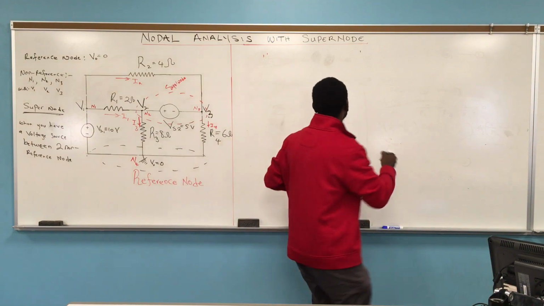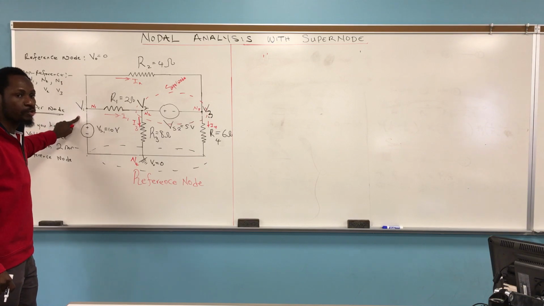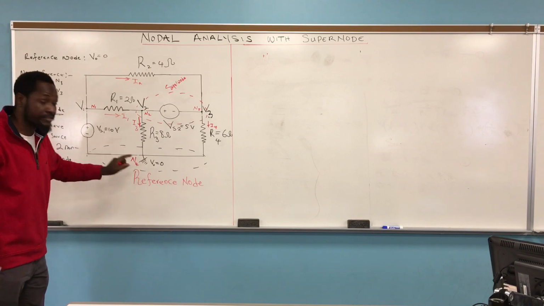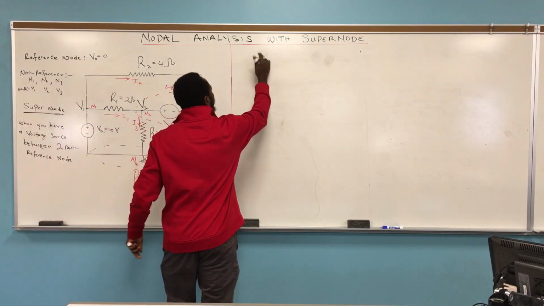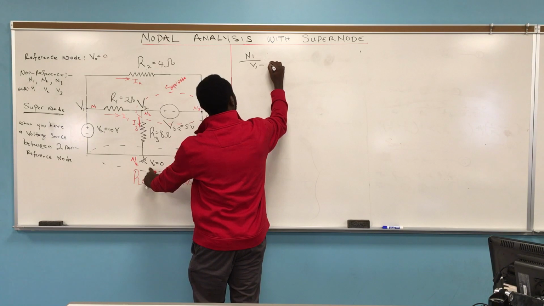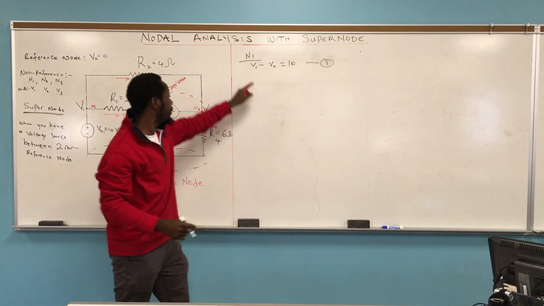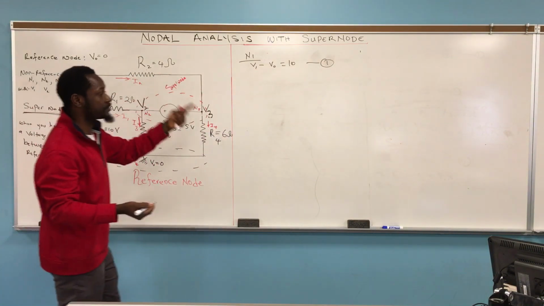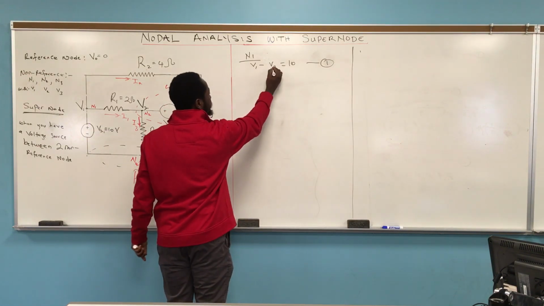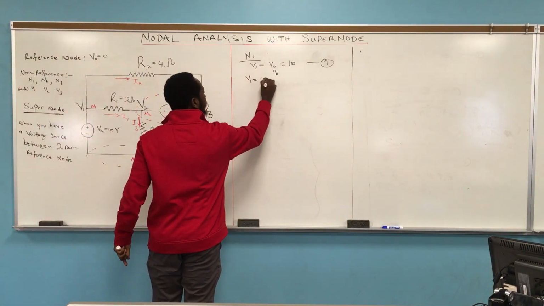First of all, this is not a SuperNode. It is a voltage source between a non-reference node and the reference, which makes it easy. From node 1, we have V1 minus V0 is VS1. That was the first equation we got, remember? And VS1 is 10 in this case, right? So, as simple as that, V0 is 0 because it's grounded, it's our reference. V1 is 10 volts.